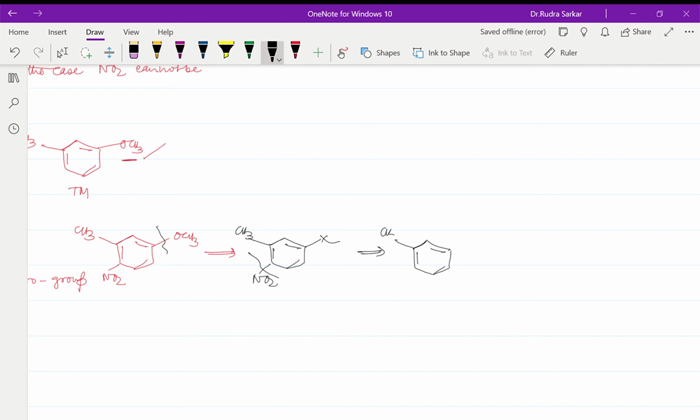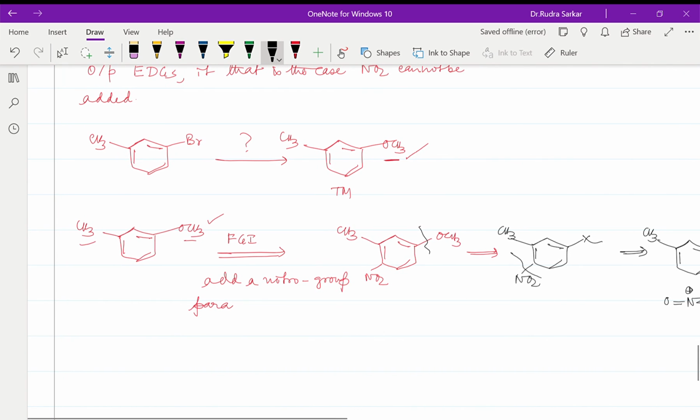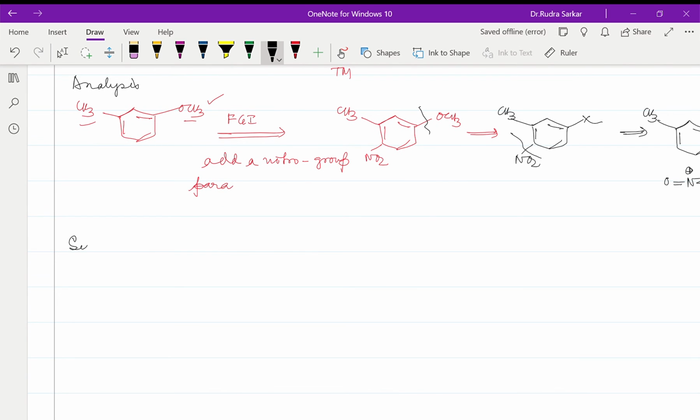Using the strategies we have learned in disconnection of aromatic compounds via aromatic electrophilic substitution pathways, over here this is our nucleophile, and that is our nitronium ion, which can be obtained from HNO3 and H2SO4. Basically this is our electrophile. So this is our analysis part. When we consider the synthesis part, what do we say?